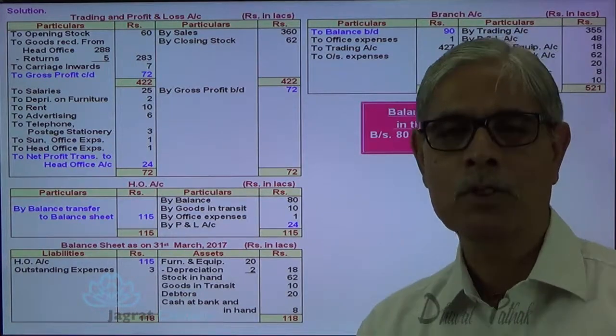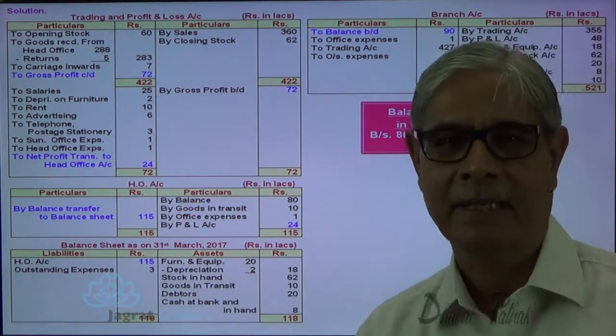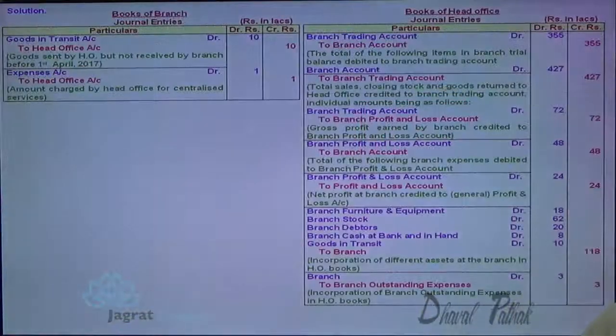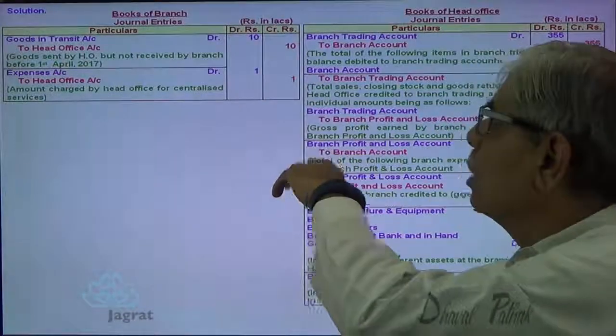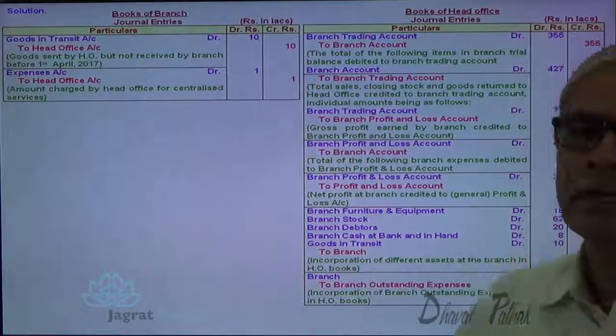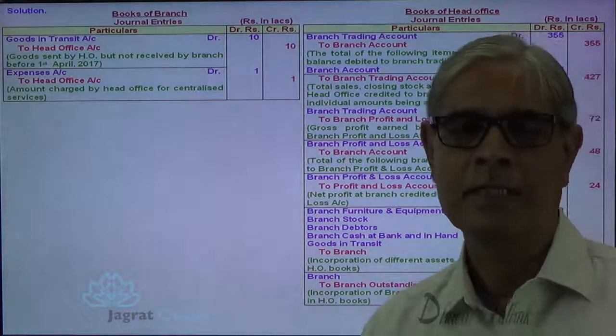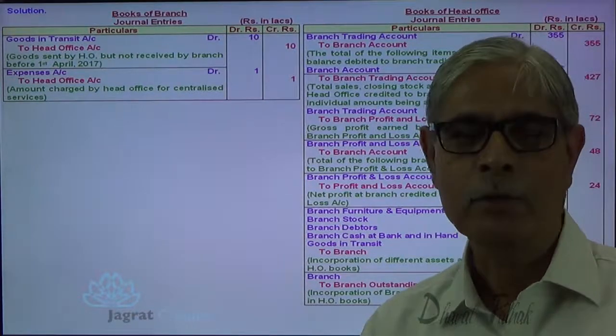Let me demonstrate the important journal entries once again on the screen. So these are the entries that I have recorded in the books of the branch. These are the entries that I have recorded in the books of HO. They are absorption entries. I have tried to explain this sum to you.